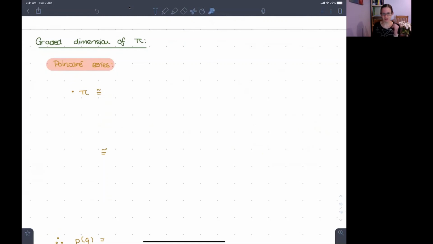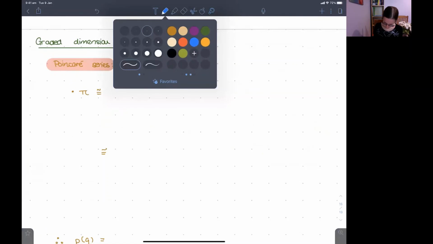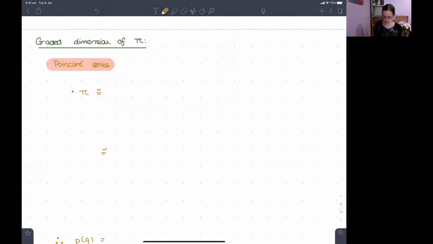So this doesn't use most of the vertex algebra structure, but it does use the grading that I introduced. And so that's why I left it to the end. So if we have a graded vector space, we can study its Poincare series, which is a polynomial in q, or a power series, where the coefficients are given by the dimensions of the nth graded piece.